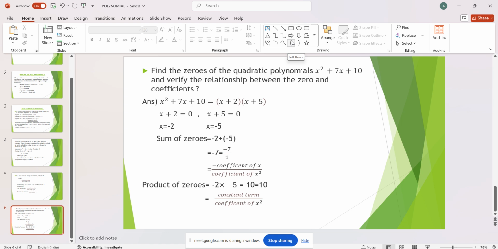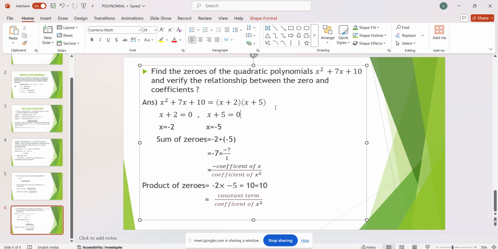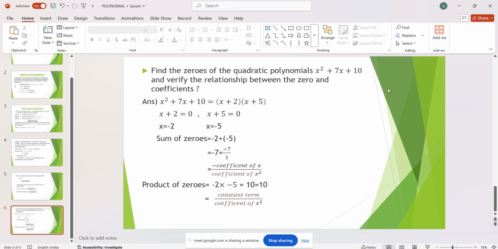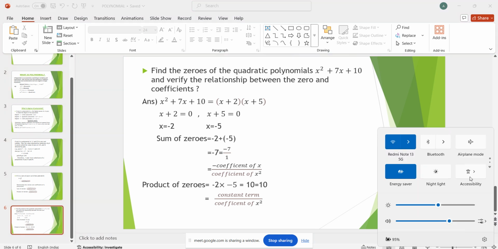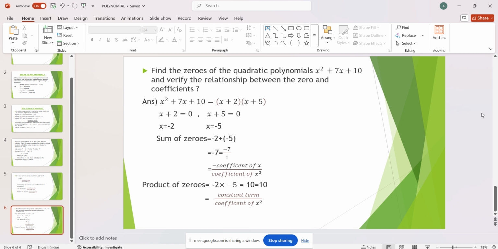So x square plus 7x plus 10 matches x square plus a plus b into x plus ab. So x square plus 7x plus 10 equals x plus 2 into x plus 5. Take the first one, x plus 2 equals 0, so x equals minus 2. Similarly, the second one is x plus 5 equals 0, so x equals minus 5.